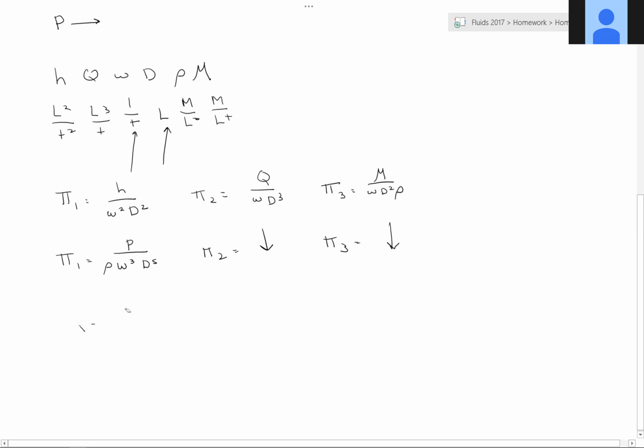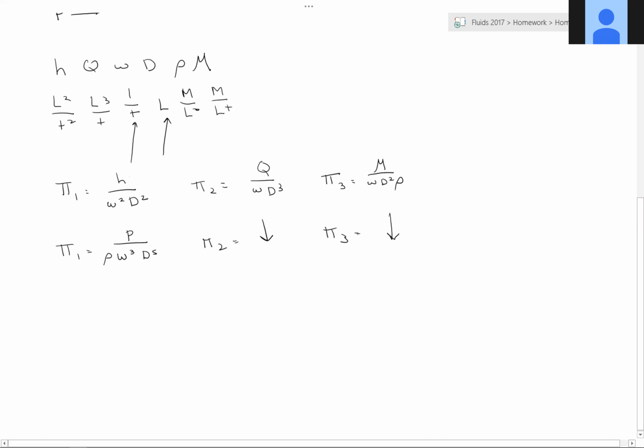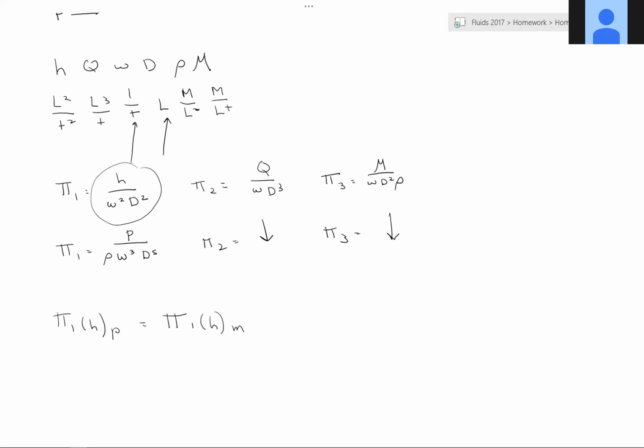Okay, I'm going to erase this because this doesn't have to do with that. All right, and let's see, I got a little distracted here. So, similar performance between the prototype and the model. What that means is that this right here, this pi 1 that has to do with the head of the prototype, has to equal the same pi of the head of the model. In addition, that has to be the same for the power.